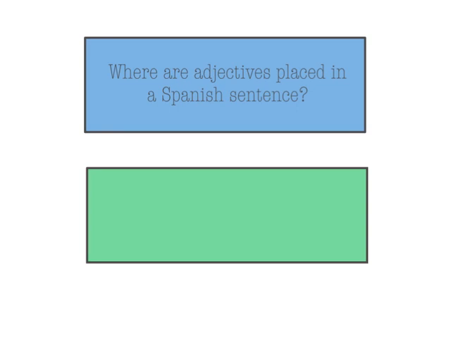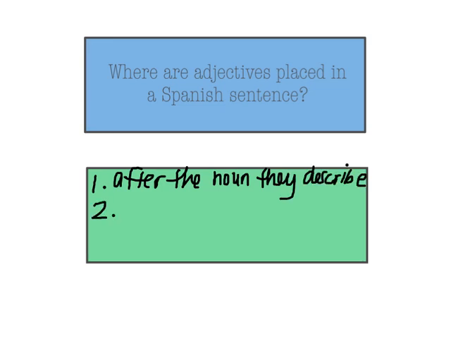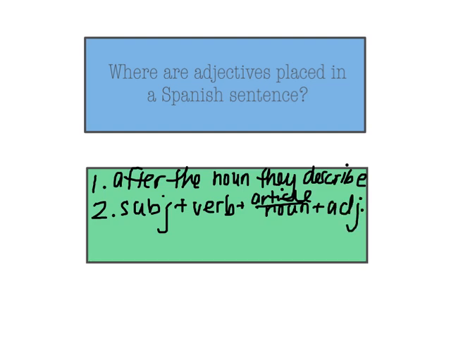So to answer our original question, where are adjectives placed in a Spanish sentence, I want you to write down those two things. If you already wrote them and you feel good, you can be done. But this is a good last review. They come after the noun they describe. And secondly, I want you to just go ahead and write down that equation again. Subject plus verb plus article and noun, remember that's your indefinite article, plus adjective. Lastly, put a star there and say make sure that you know whether it's masculine or feminine, and that will depend on the noun.